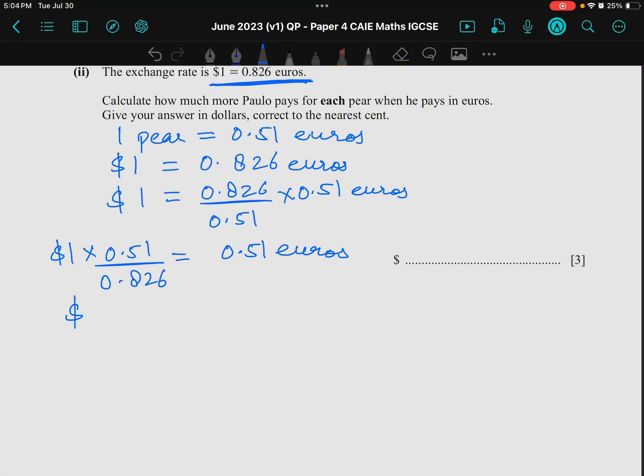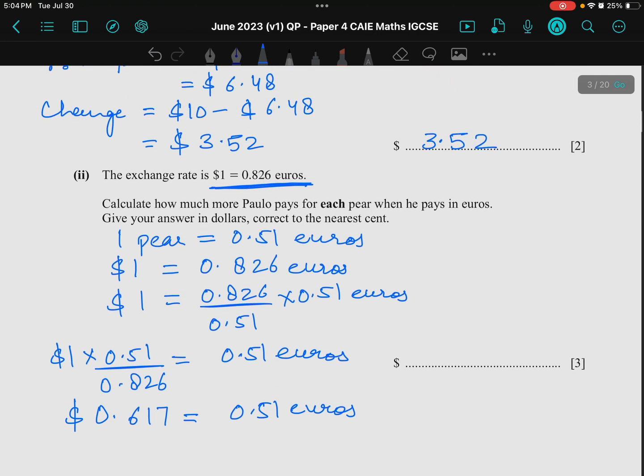So this is dollar. When you solve this in your calculator, you will get 0.617. Okay. So 0.51 euros is equal to 0.617 dollars.